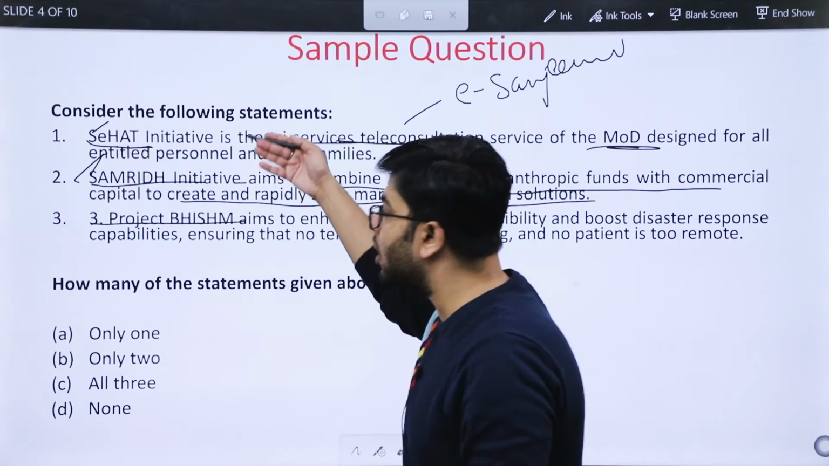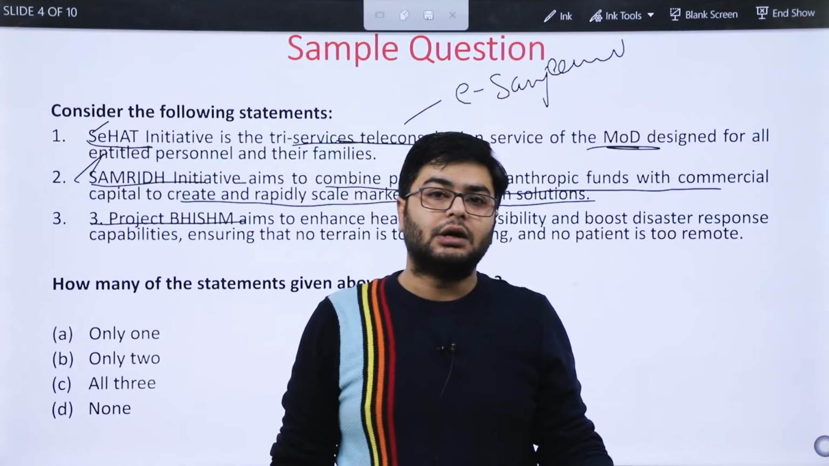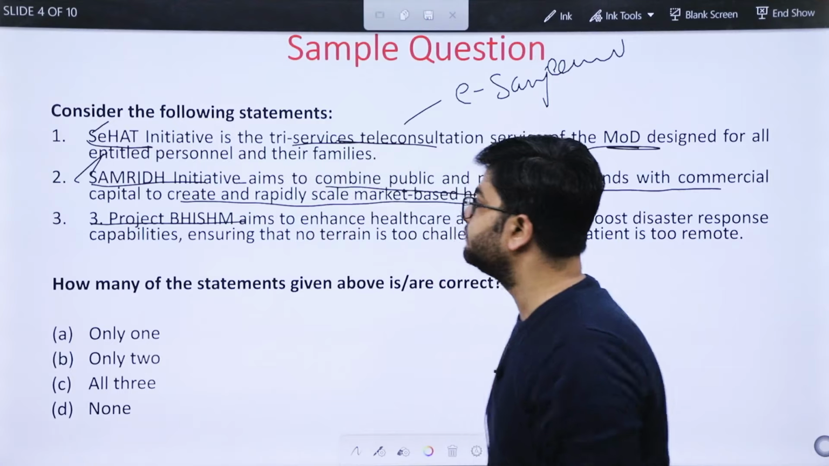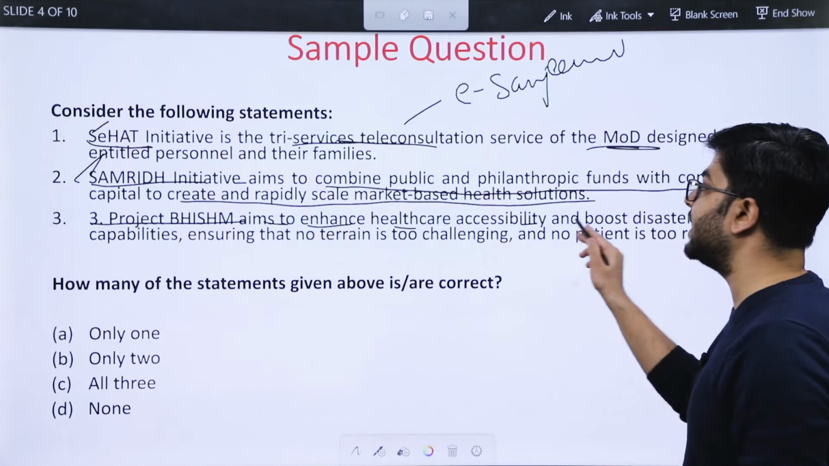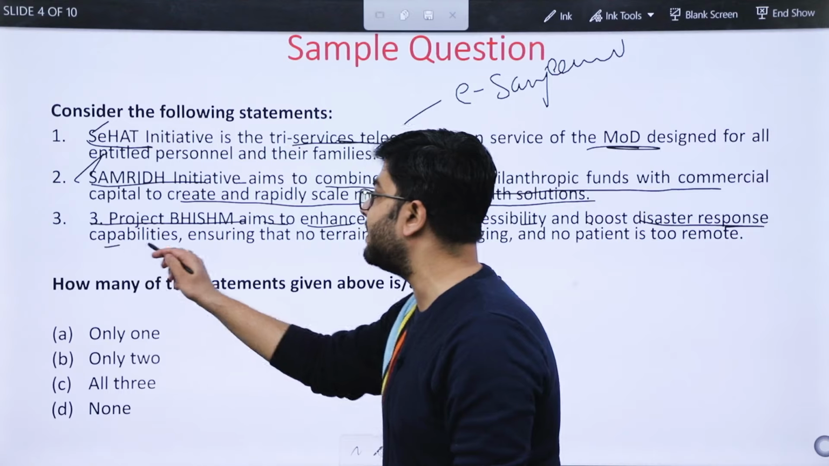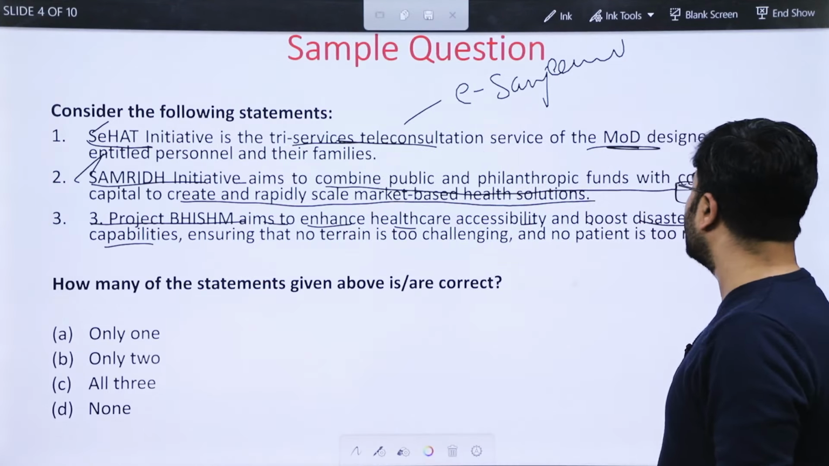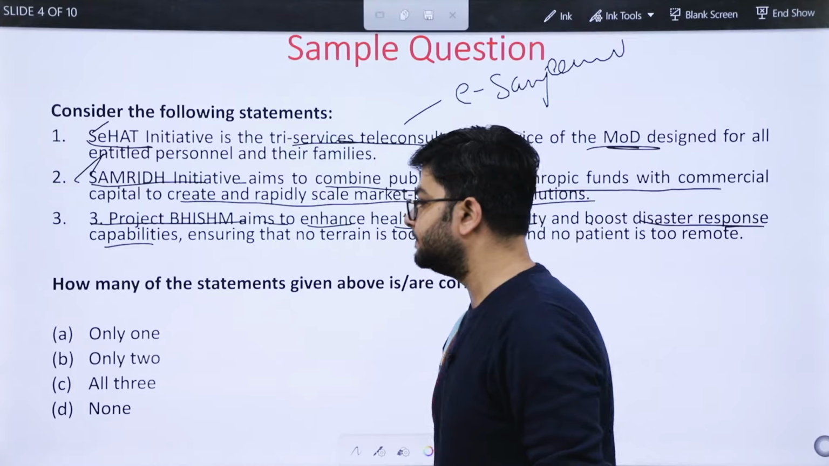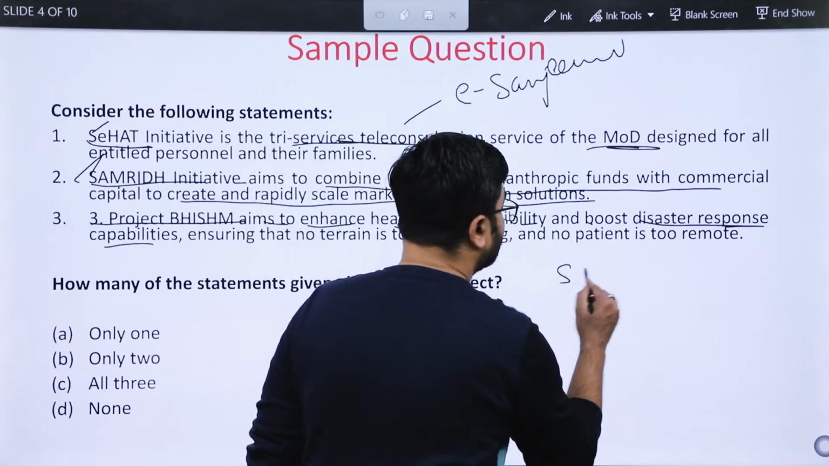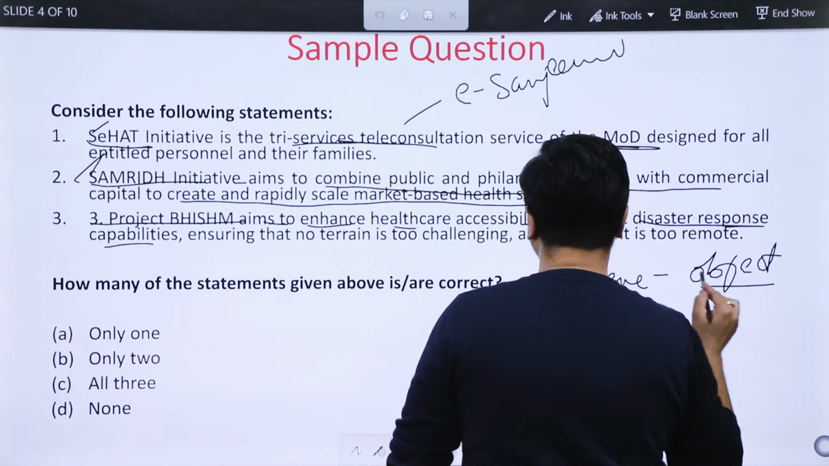If you do not know this clear-cut mapping, you will be drowned in the sea of information with no tangible outcome. Project Bhishma aims to enhance healthcare accessibility and boost disaster response capabilities, ensuring that no terrain is too challenging and no patient is too remote. If you look at these statements, they clearly map the scheme and objective. It is given like that.